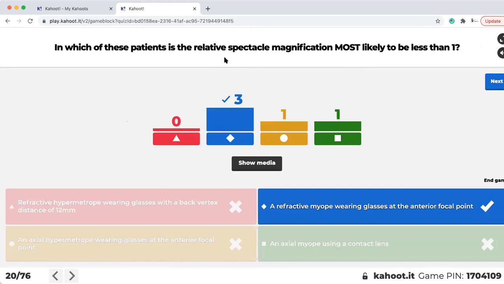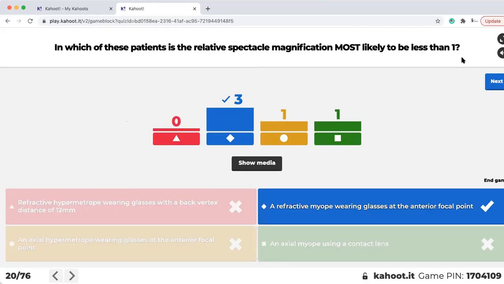Okay, if we have a patient with relative spectacle magnification, which is most likely to be less than 1. None of you answered it the first one, because a refractive hypermetrope wearing glasses at a back vertex distance of 12 millimeters is like a case of aphakia. Those patients wearing aphakic glasses, or high plus lenses at the spectacle plane, will have a relative spectacle magnification of 1.3. So this is not the true answer.